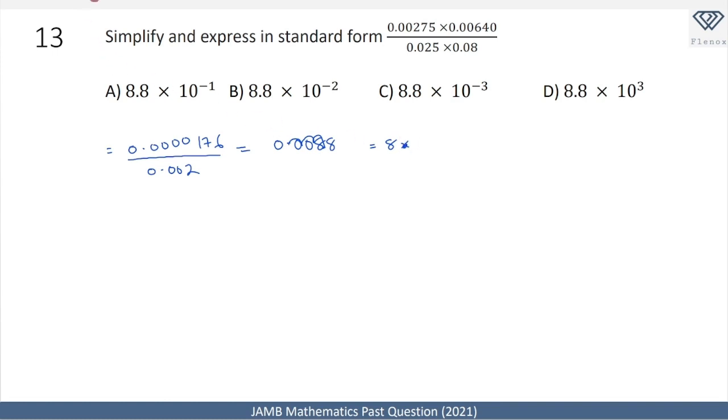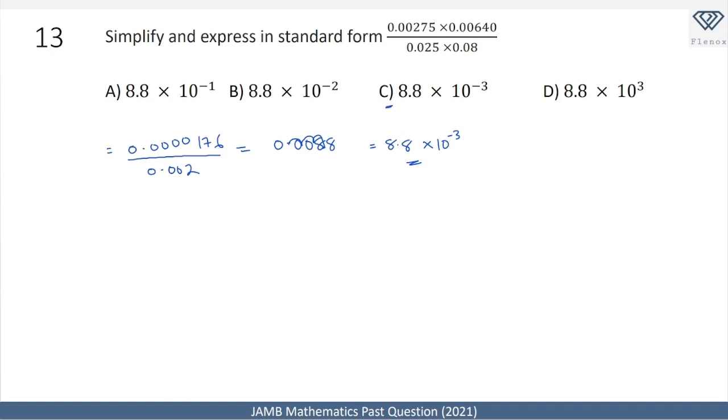Let me clear this off to make it a little bit neater. So that is going to be 8.8 times 10 to the power of what? Minus 3, because I've moved it towards the right. And that makes what option the correct option? Option C. Now let's move on to the next question.